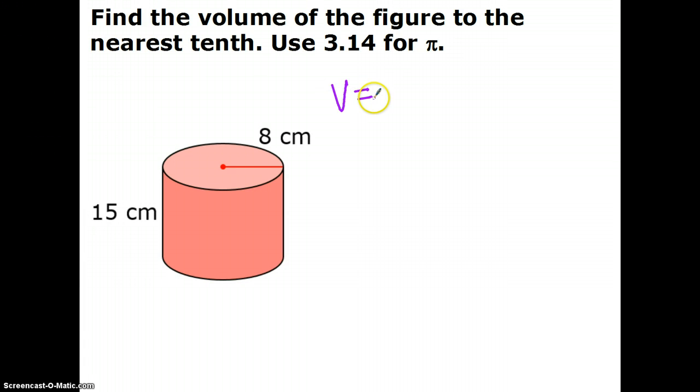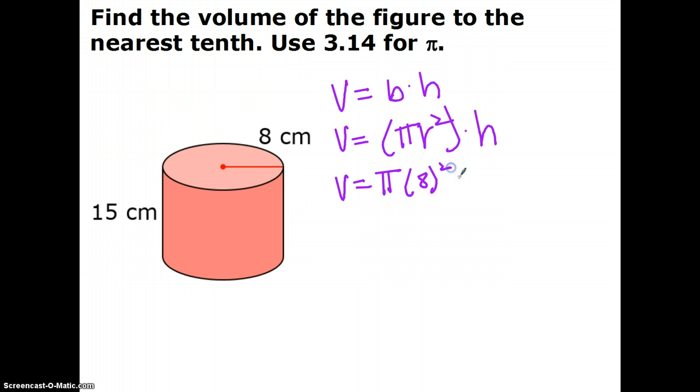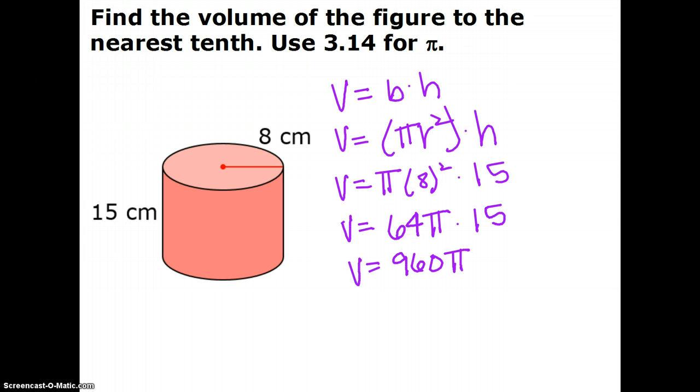Okay, so the volume is the area of the base times the height, which in this case is pi r squared, since it's a circle, times the height. So my volume is pi times 8 squared times 15, which is 64 pi times 15. And I need to multiply that. 64 times 15 is 960 pi. But I know I need to leave it in terms. I need to use 3.14 as pi, so I'm going to multiply 960 by 3.14, and I get volume is 3014.4 centimeters cubed.